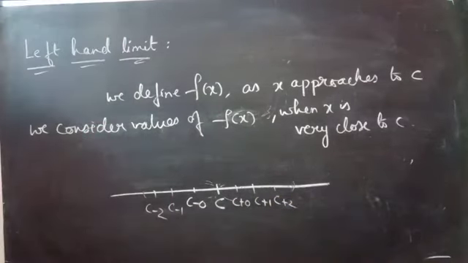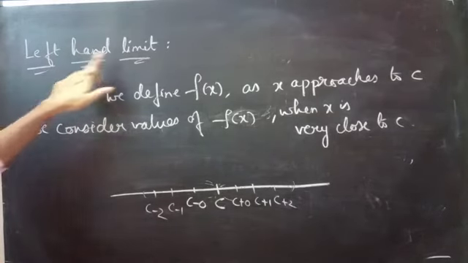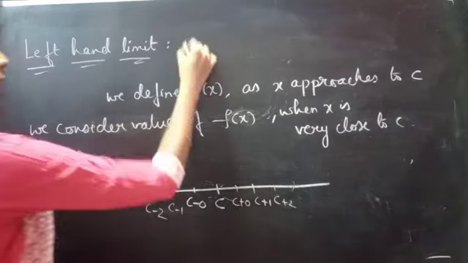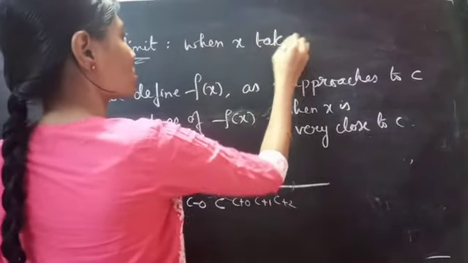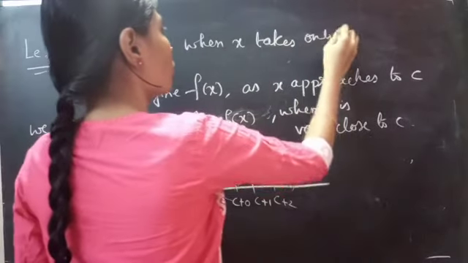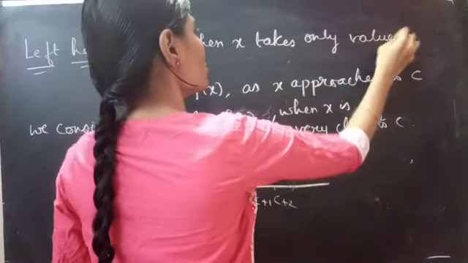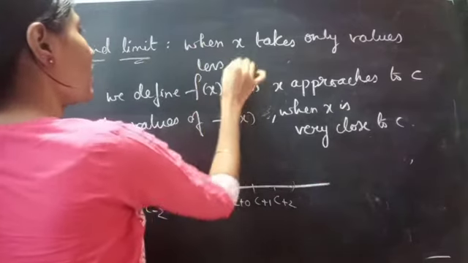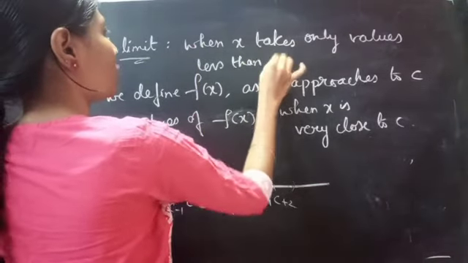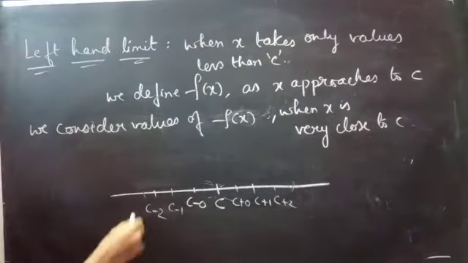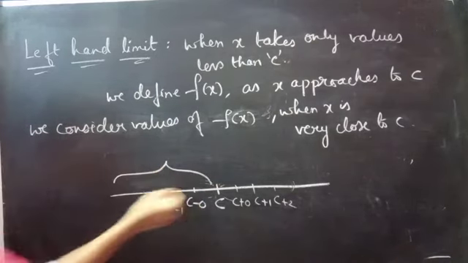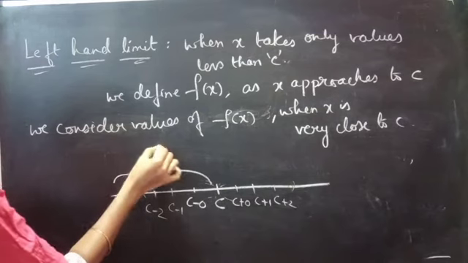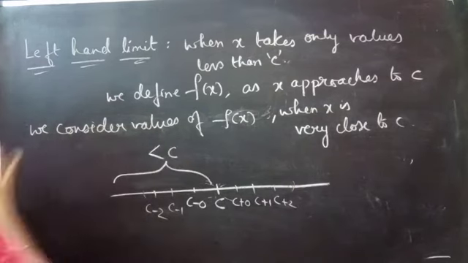So, coming to left hand limit. When x takes only values less than C. Only values less than C. That is, these are the values less than C.